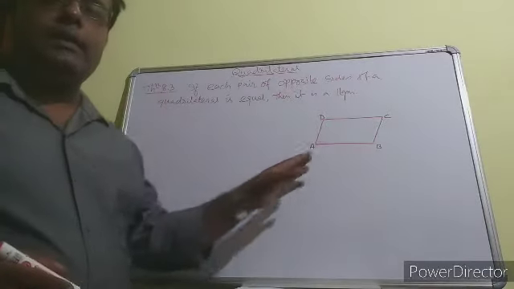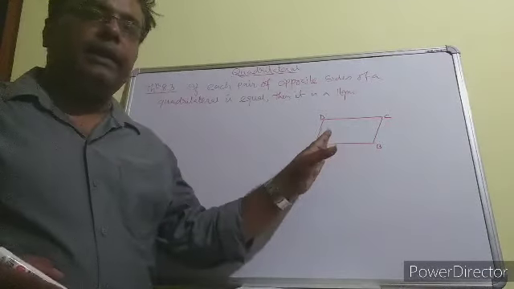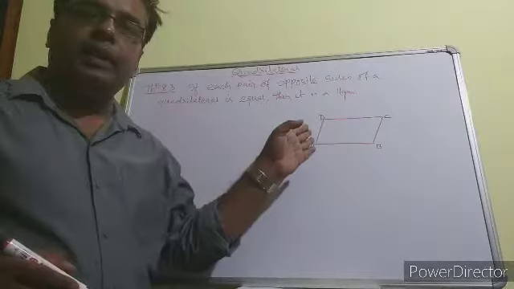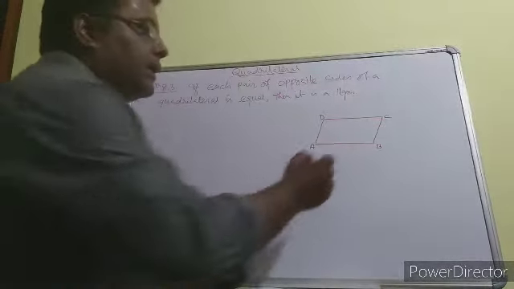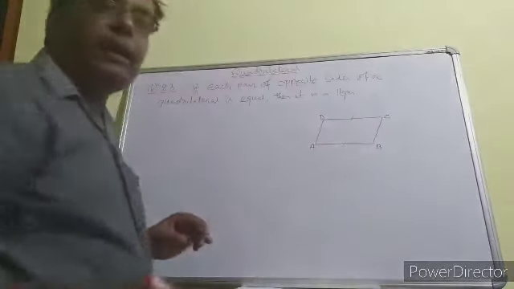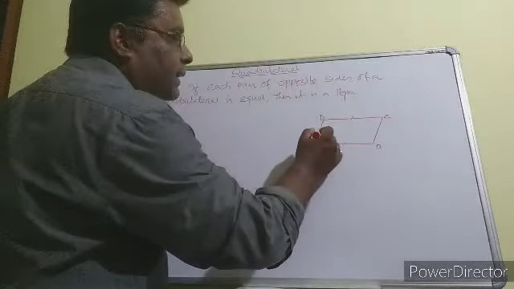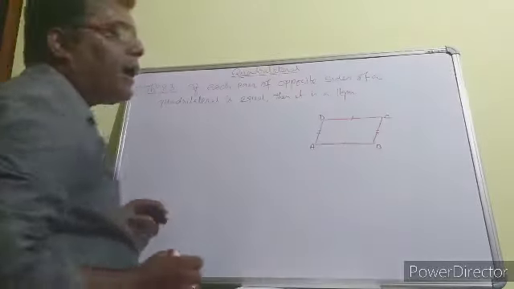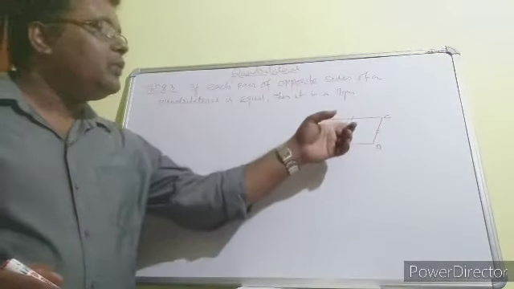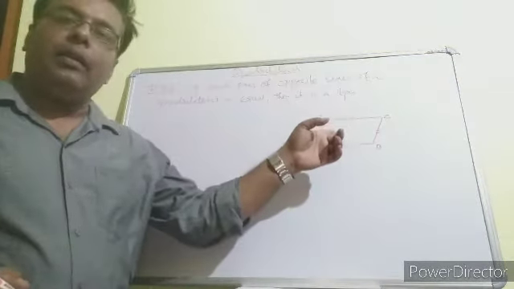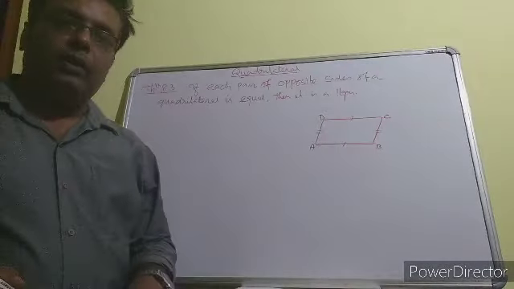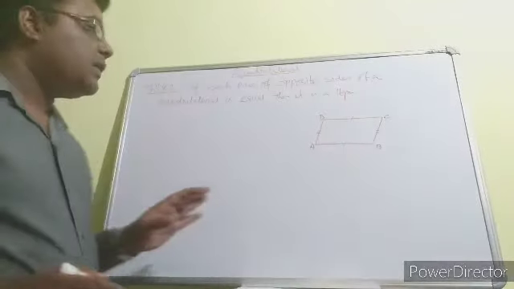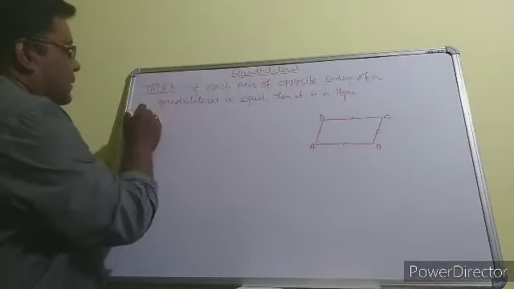And in this quadrilateral, it's a four-sided closed figure. So AB and CD are equal. That is opposite sides, AB and CD are equal, and AD and BC are also equal. Now we have to prove that it's a parallelogram. Parallelogram means the opposite sides are parallel also.